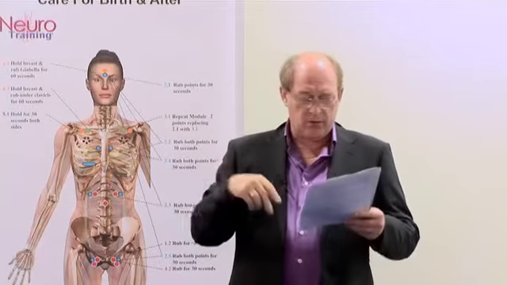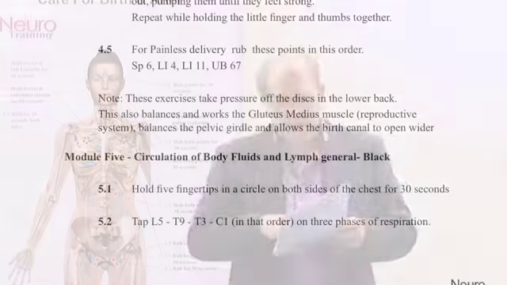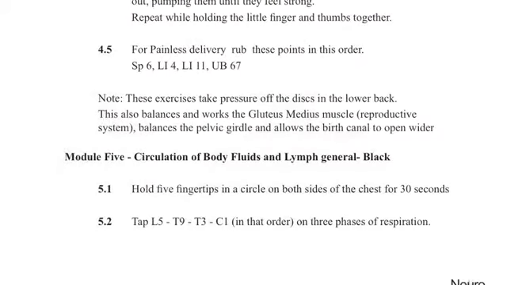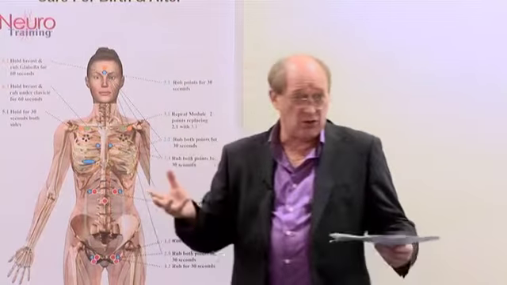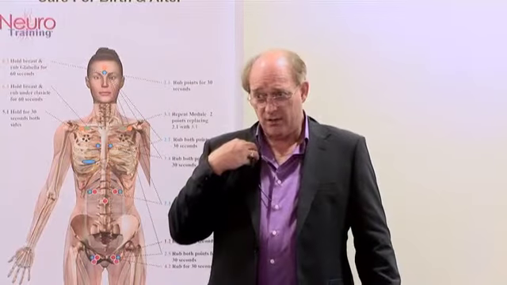The challenge here is holding the fingers in this position for, what have we got, about 30 seconds, right? But just one side. Then we'll go through, as it says on 5.2, you tap lumbar L5, thoracic 9, thoracic 3, and cervical 1. Now, the difference between this and the other workshop was that we didn't have the C1. And in this case, C1 is a part of the process. So you hold one side. It doesn't matter which side you do first. You hold one side 30 seconds.